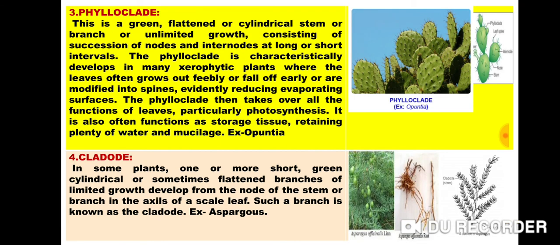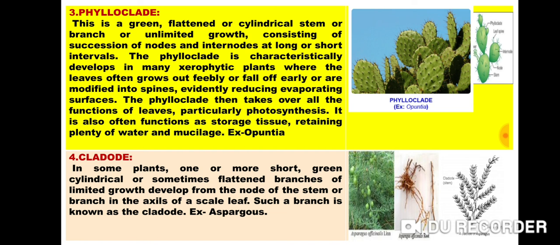Then phylloclade. This is a green, flattened or cylindrical stem or branch of unlimited growth consisting of a succession of nodes and internodes at long or short intervals. The phylloclade is characteristically developed in xerophytic plants where the leaves often grow out feebly or fall off early or are modified into spines, evidently reducing evaporating surfaces.